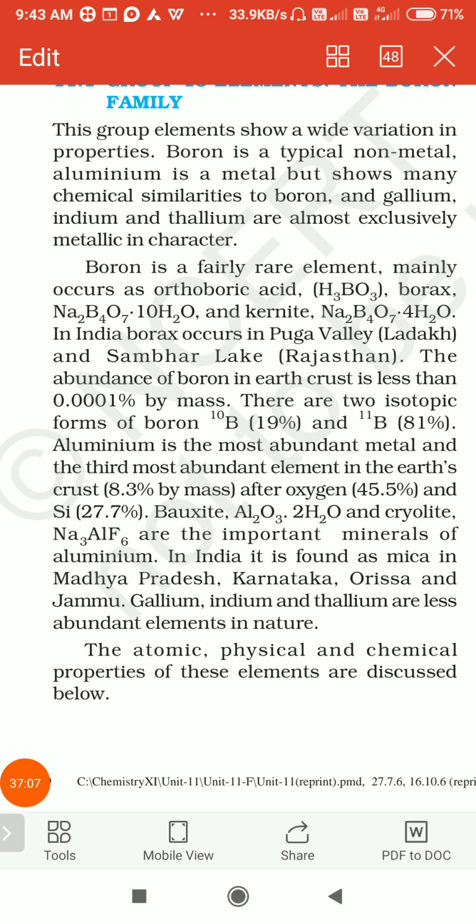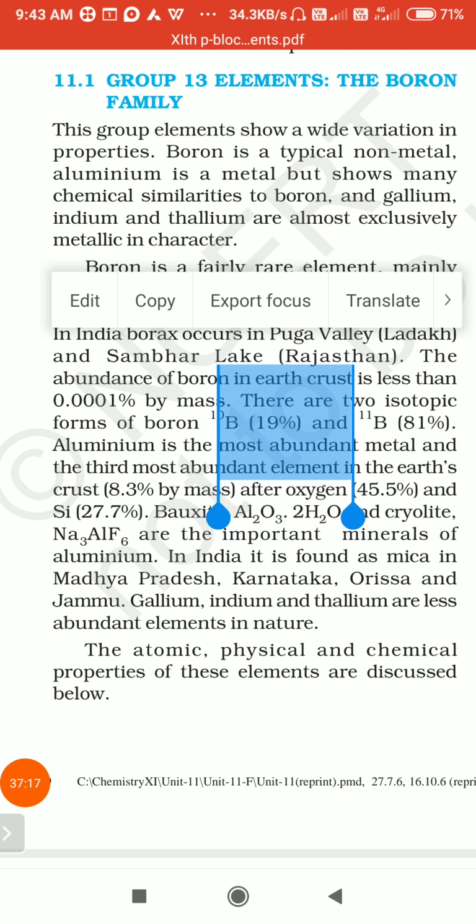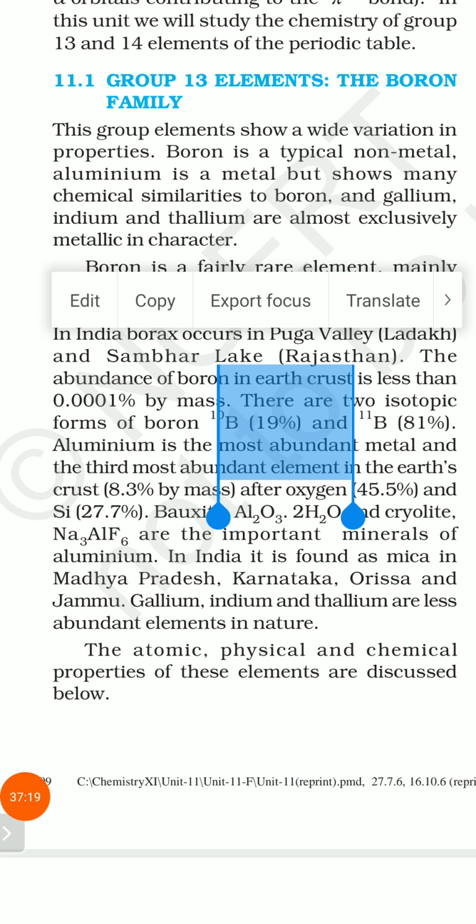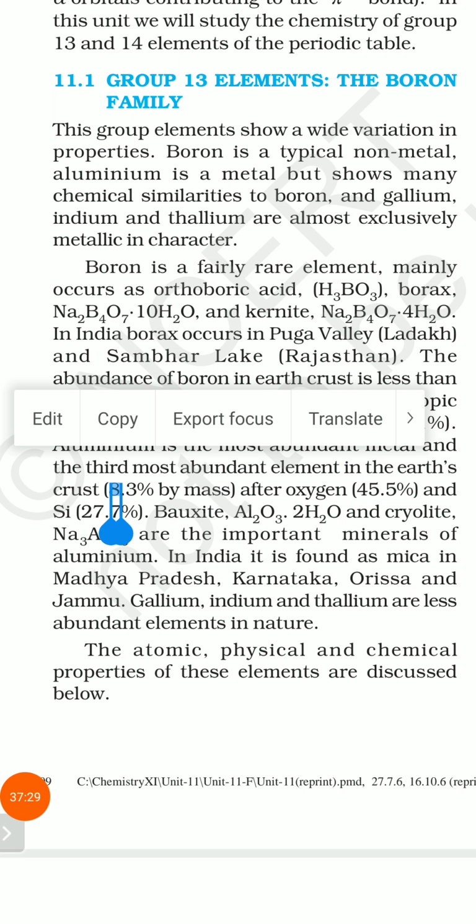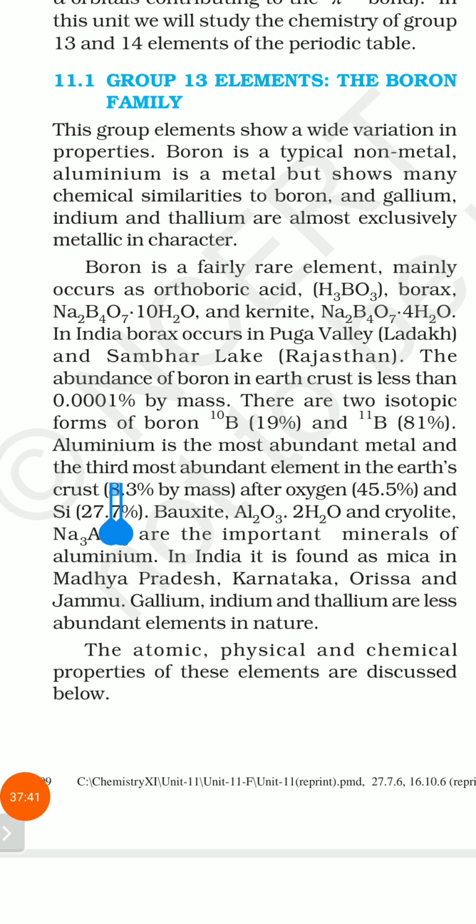And next one is the most abundant metal, aluminium. Third most abundant element in the earth. What you are saying is aluminium. How much quantity is extracted from the earth crust? 8.3 percentage. Third most abundant element is called aluminium. In earth crust, the composition is 8.3 percentage.